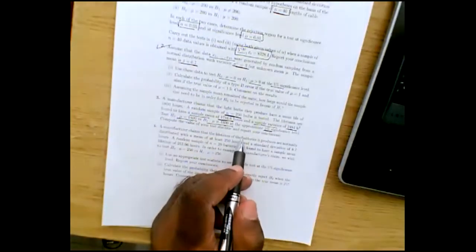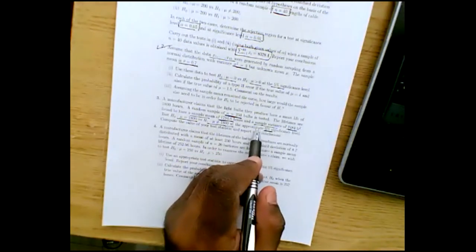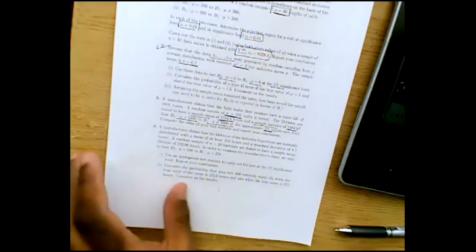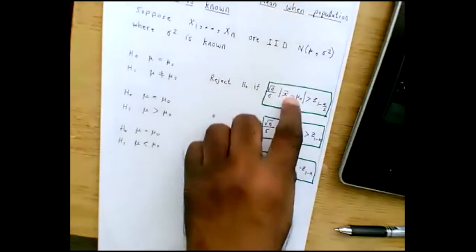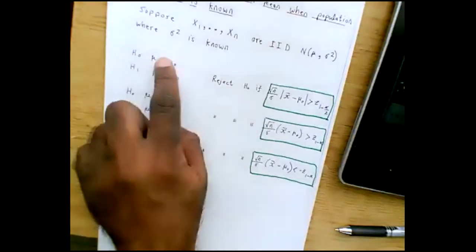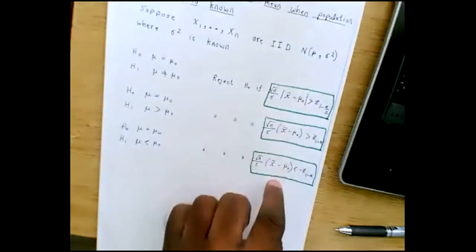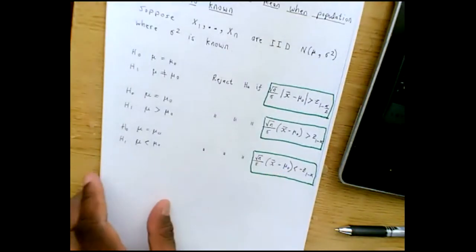So clearly, in this question, the question says what the sample variance is, which means that the population variance is not known. So if you go back to the formula sheet, you cannot use any of these formulas because we are assuming that the population variance is known. So none of these formulas can be used to answer question 3.